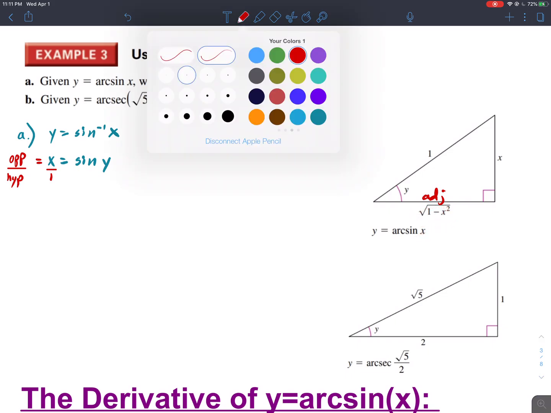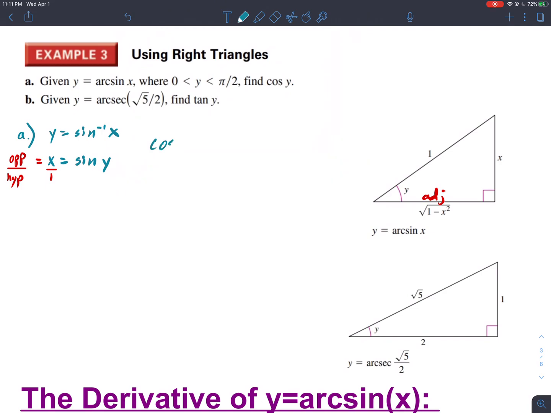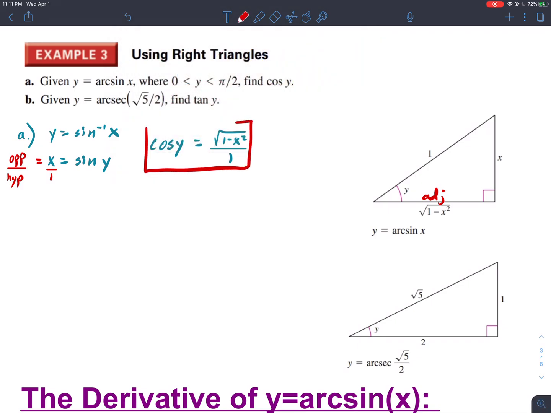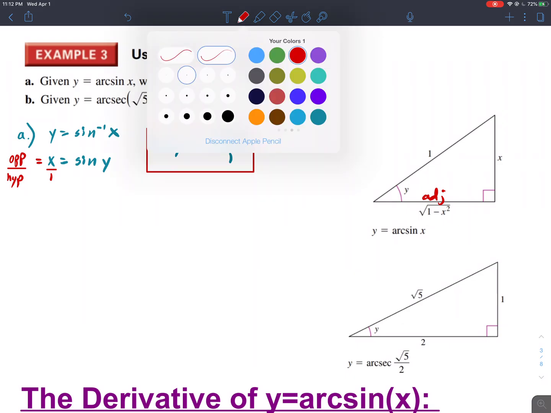So if I'm asked to calculate cosine of y, well, cosine of y is the adjacent side over the hypotenuse, which gives me square root 1 minus x squared over 1. Of course, I don't need to write it over 1. I could just write it as square root 1 minus x squared. So there's my answer. Done. It's not a value that I'm solving for. It's an algebraic expression, and we've got it. That's it. All right, so moving on.